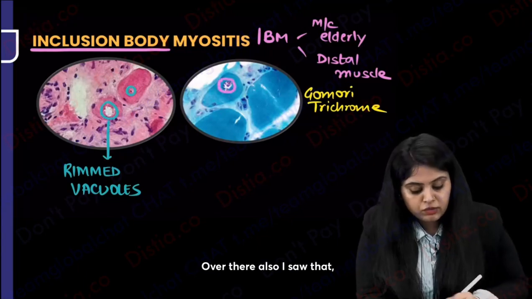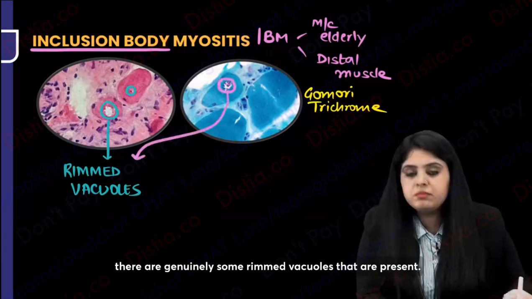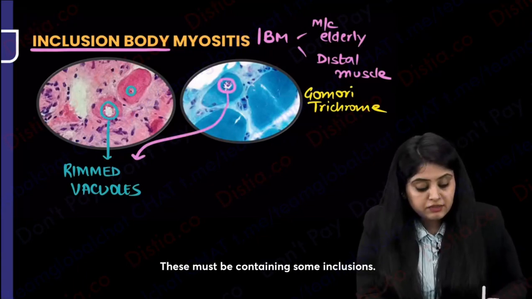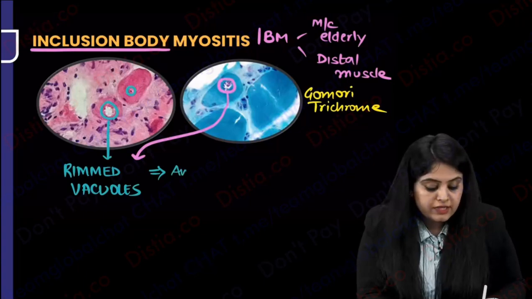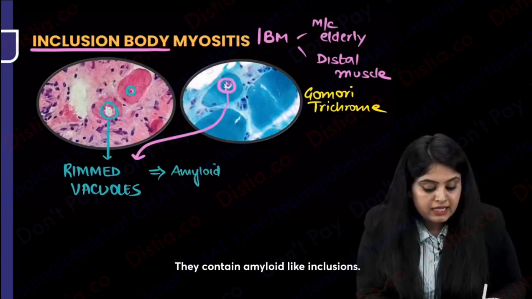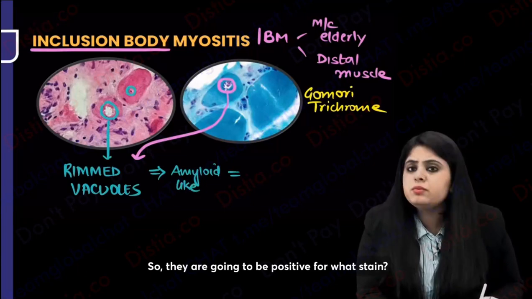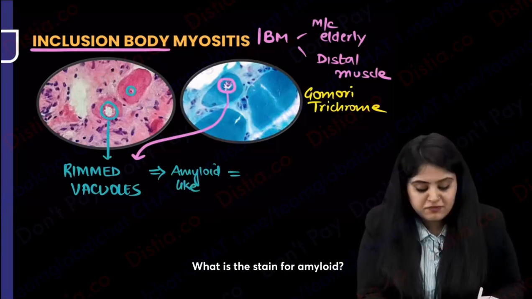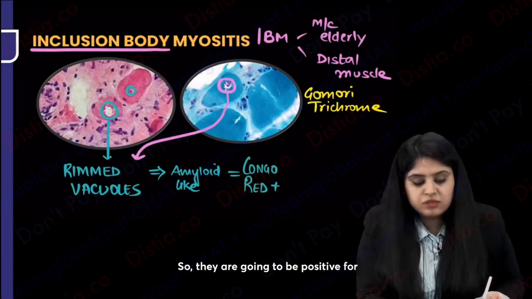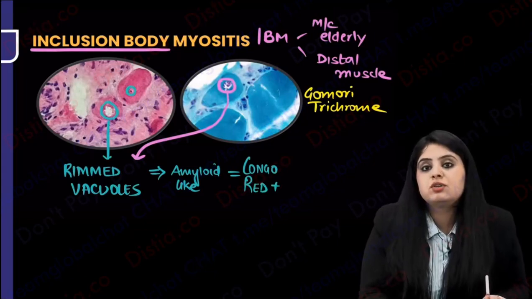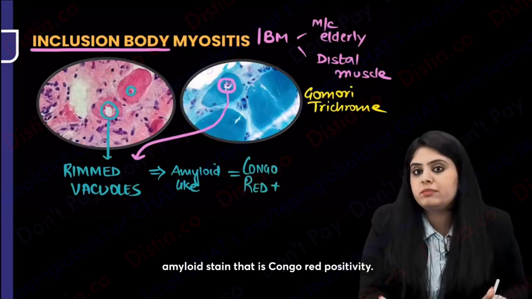Over there also I saw that, yeah, there are genuinely some rimmed vacuoles that are present. These must be containing some inclusions. You know what inclusions do they contain? They contain amyloid-like inclusions. So they are going to be positive for what stain? What is the stain for amyloid? The stain for amyloid is Congo red. So they are going to be positive for amyloid-like inclusions. So the amyloid stain, that is Congo red positivity.